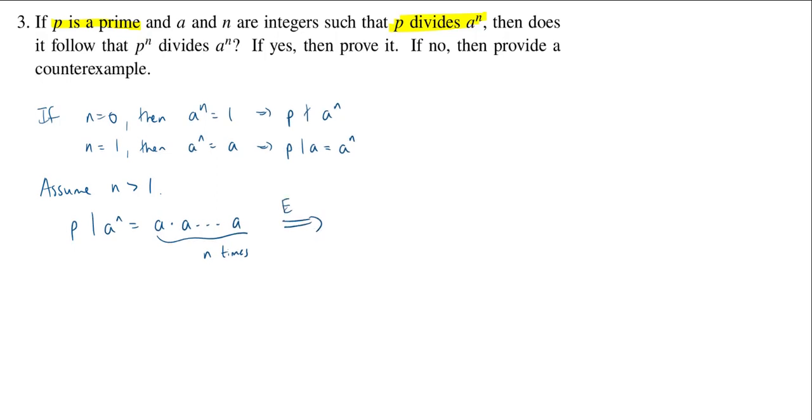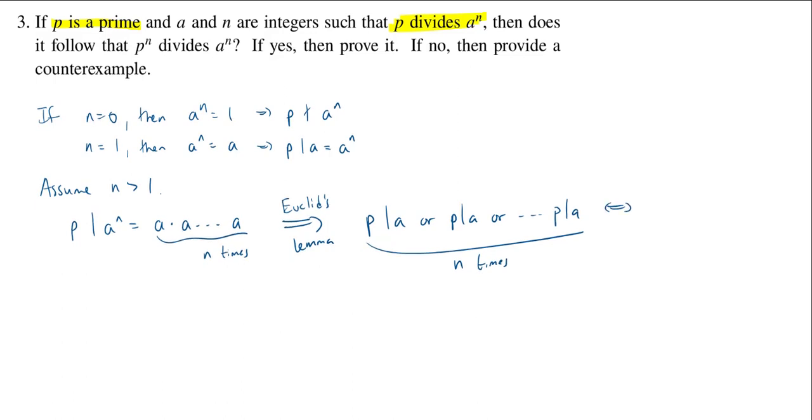Euclid's lemma tells us that when a prime divides a product, it must divide one of the factors. So p divides a, or p divides a, or, and we just write this down, p divides a n times. Which is silly, you're writing the same expression over and over again. So this is just equivalent to saying p divides a. We want to know whether or not p to the n divides a to the n.